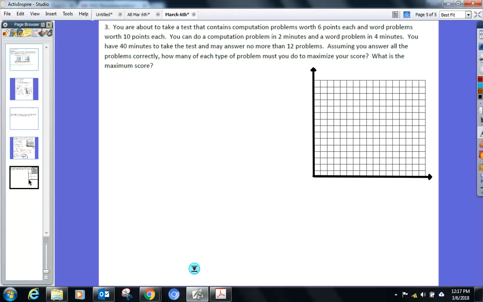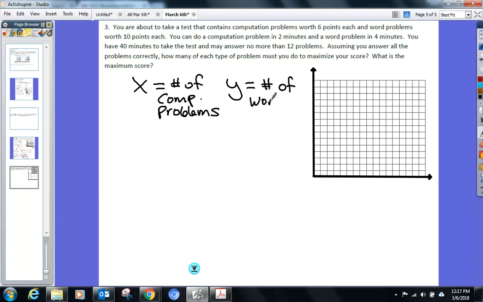All right. Assuming you answer all the questions, how many of each type of problem maximizes your score? So there should be 2 types of problems here. Identify the 2 types of problems so I can set up my X and Y. What are my 2 types of problems? Good. Computation. Yep. So number of computation problems and word problems. How many computation problems, how many word problems do I need to answer to maximize my score?